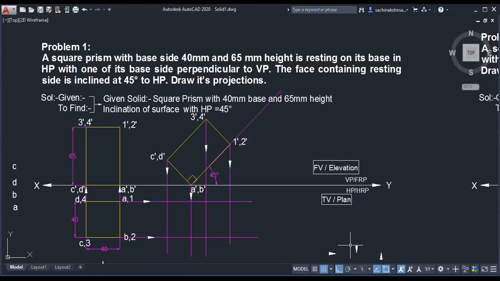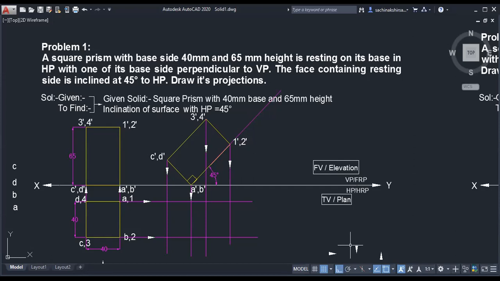Now, what is our aim? What is our aim? Locate the points and join. Before that, we have to locate the points. Suppose you want to locate point 1. What do you have to observe to locate point 1? Intersection of the projection lines from the front view and the top view.